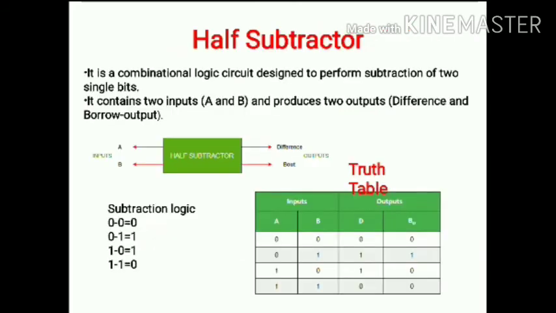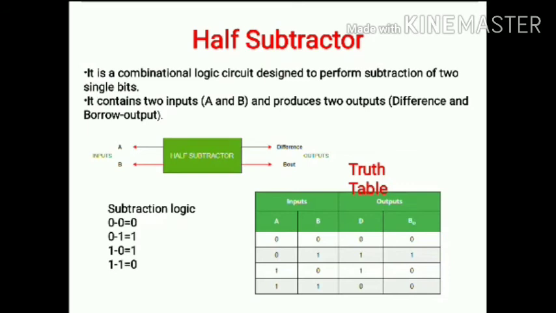Next we will see the half subtractor. Half subtractor is a combinational logic circuit designed to perform subtraction of two single bits. It contains two inputs A and B and produces two outputs. The inputs are A and B and the outputs are difference and borrow output. See the block diagram.